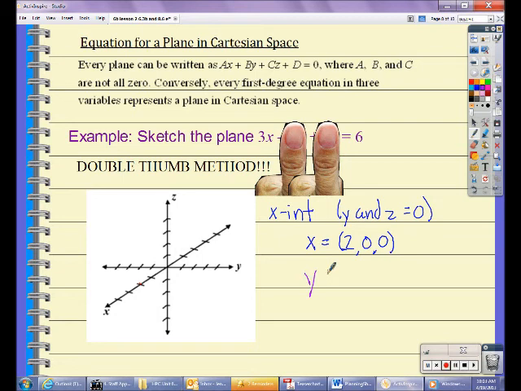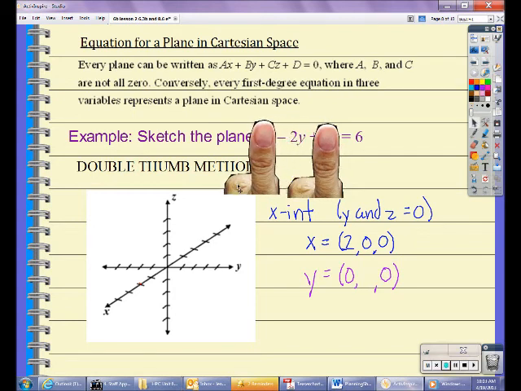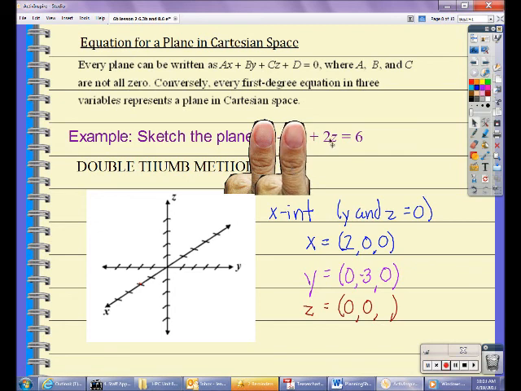For the y-intercept, x and z equal 0, and we just need to find a y. So you move your thumb so it's covering x and z, keeping the y term, including this negative. Negative 2y equals 6. Divide by negative 2, and you get negative 3. And lastly, for the z-intercept, x and y are going to equal 0, and you just need to find the z term. Since these equal 0, they get covered up. z equals 6. The z-intercept is 6.